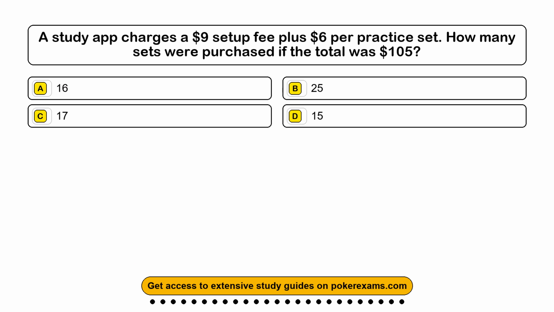Question 18. A study app charges a $9 setup fee plus $6 per practice set. How many sets were purchased if the total was $105? Option A 16. Option B 25. Option C 17. Option D 15.